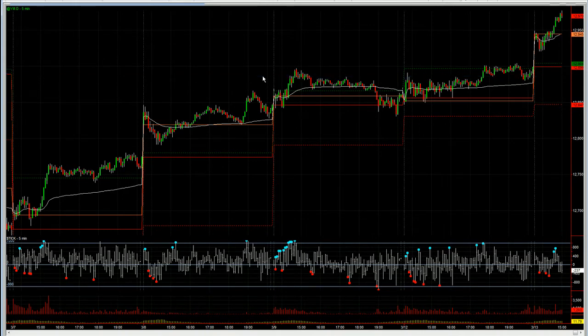So not doing it too wide that's costing you a lot every time you get stopped out, and you don't want it too tight that the slightest little bit of noise wicks you out of a good trade. So how do we decide where to put your stop?